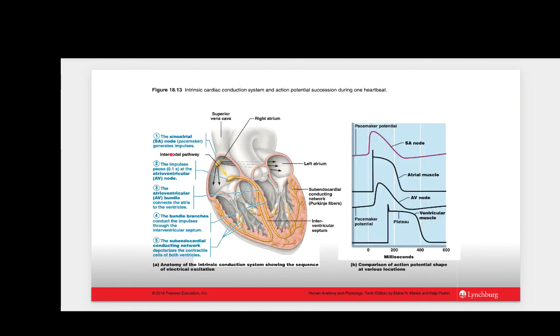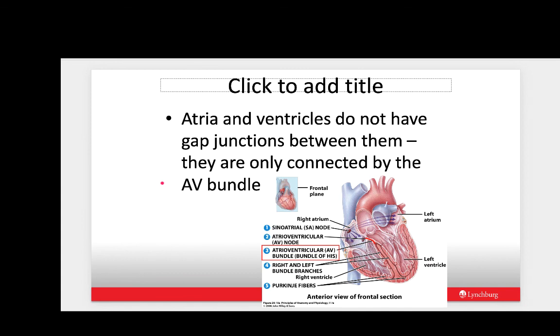Right. And this walks you through it again as well. So this is kind of our sequence of excitation. It's going to travel through this. Every time the heart beats, this is happening. And just as a reminder, the atria and ventricles do not have gap junctions between them. The only electrical connection they have is through this little guy right here, this AV bundle. Okay, and so that's going to be the only electrical connection between atria and ventricles.